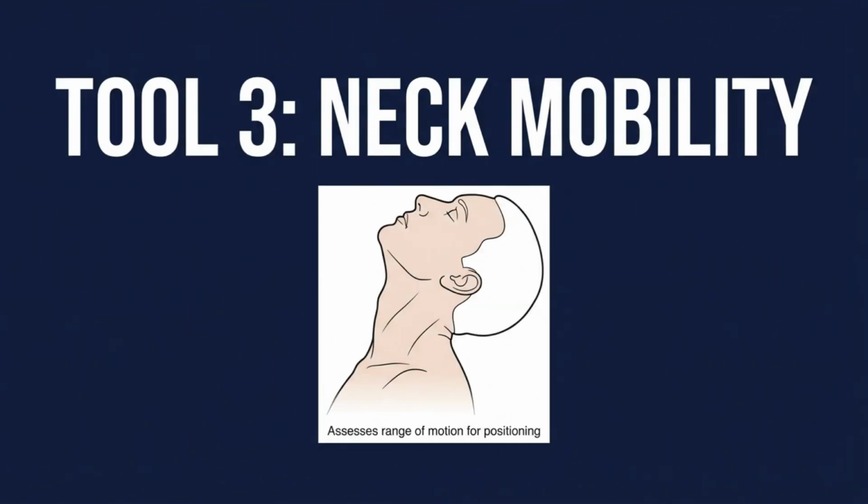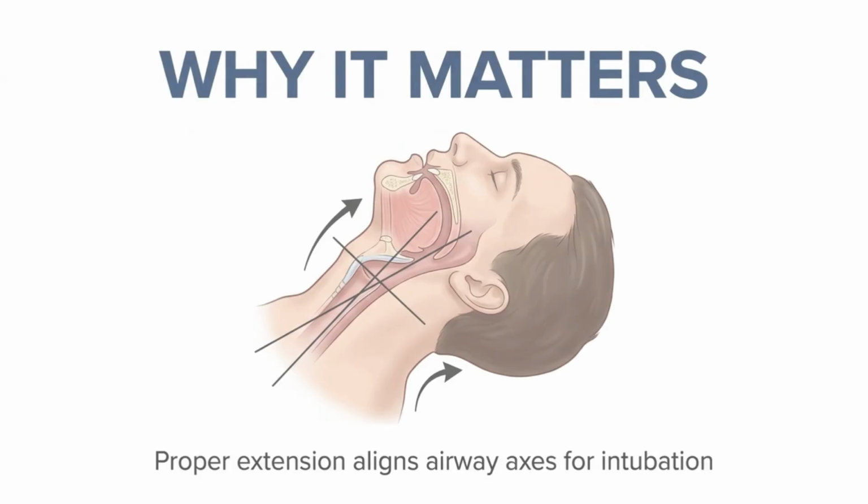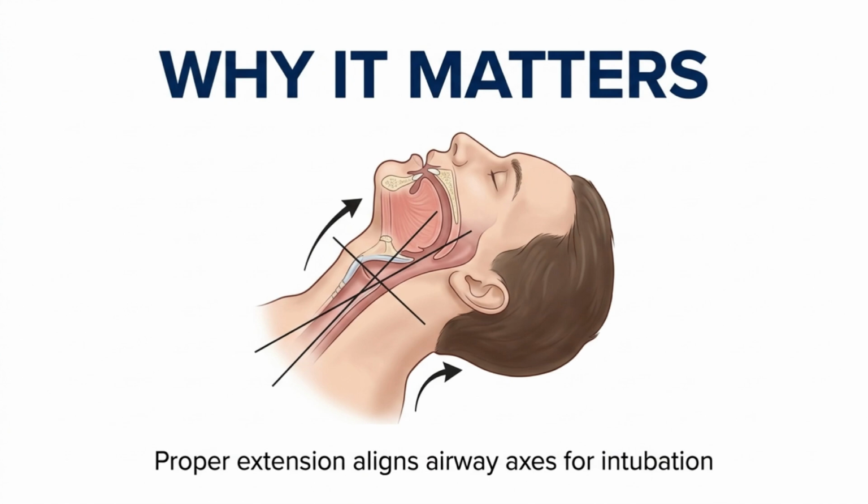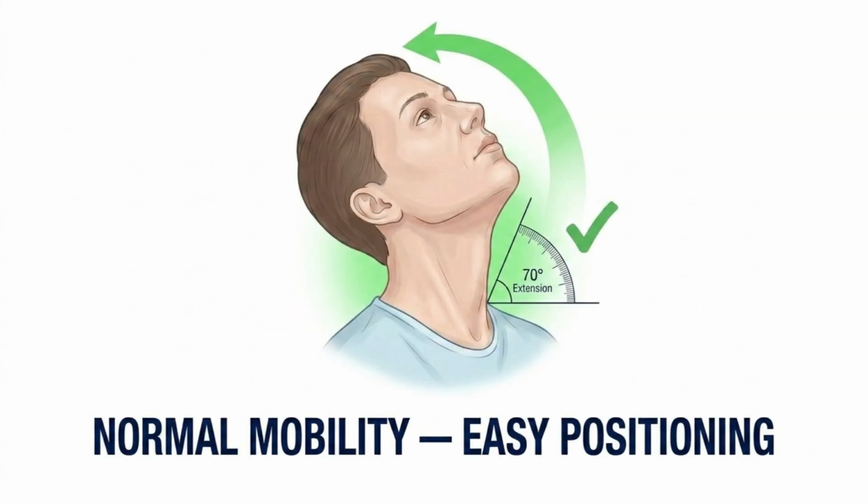Tool 3 is neck mobility. This checks how well the neck can move into the right position. Why does this matter? Limited mobility makes it harder to reach the ideal position for visualizing the larynx. This is called the sniffing position. The neck is slightly bent and the head is tilted back.